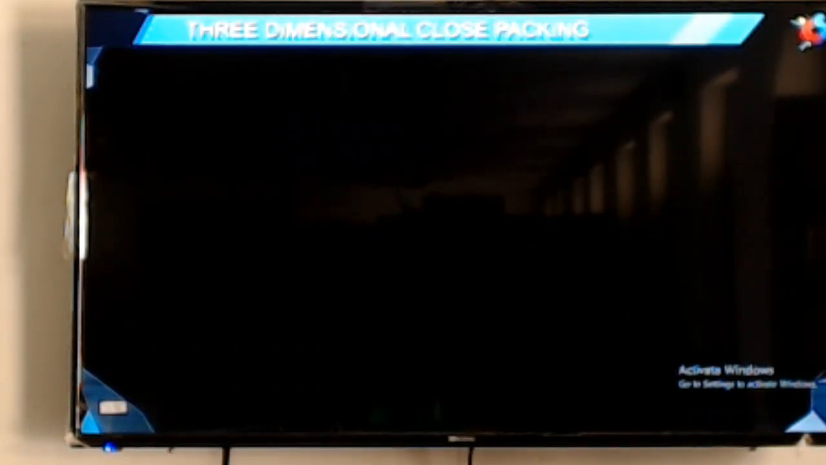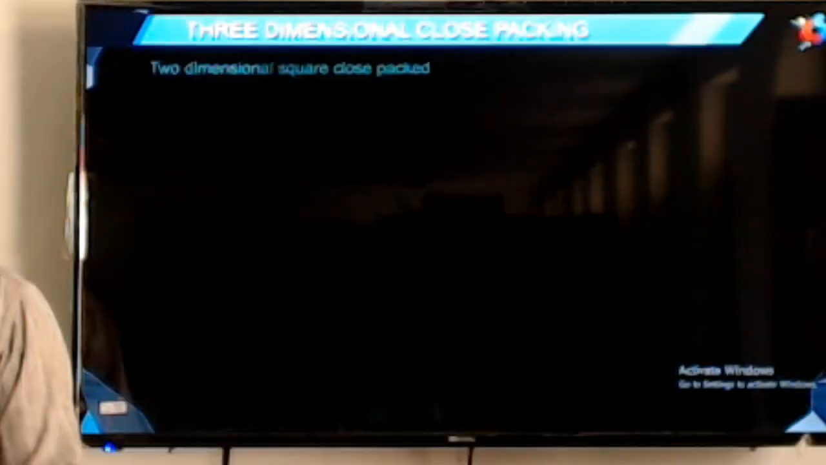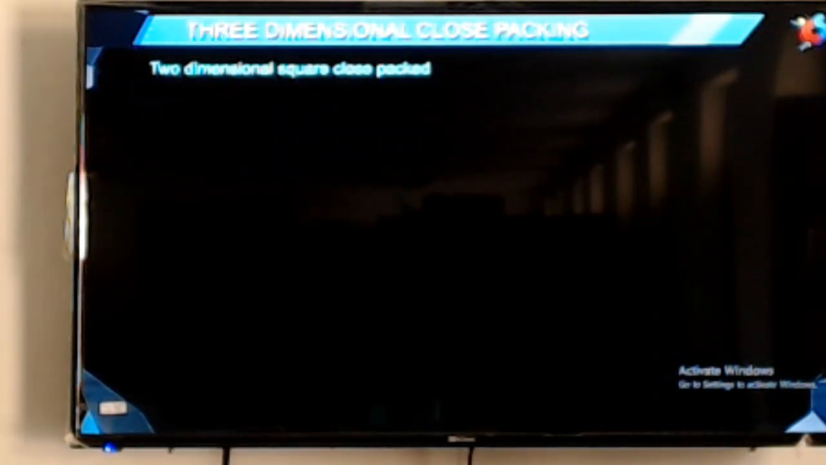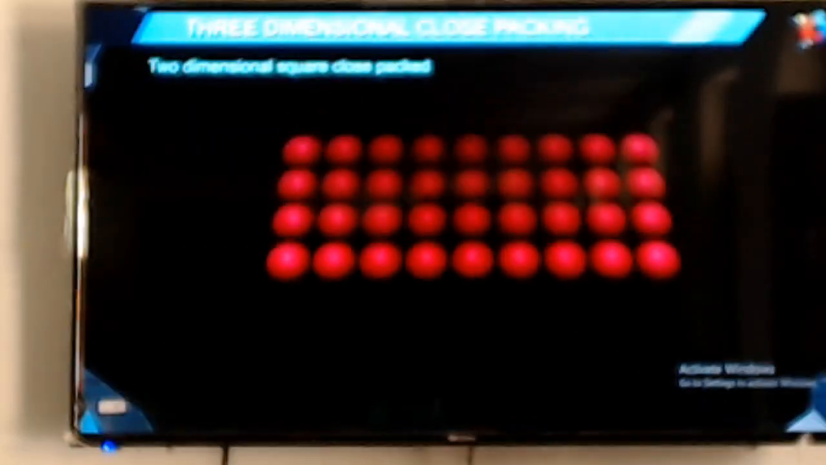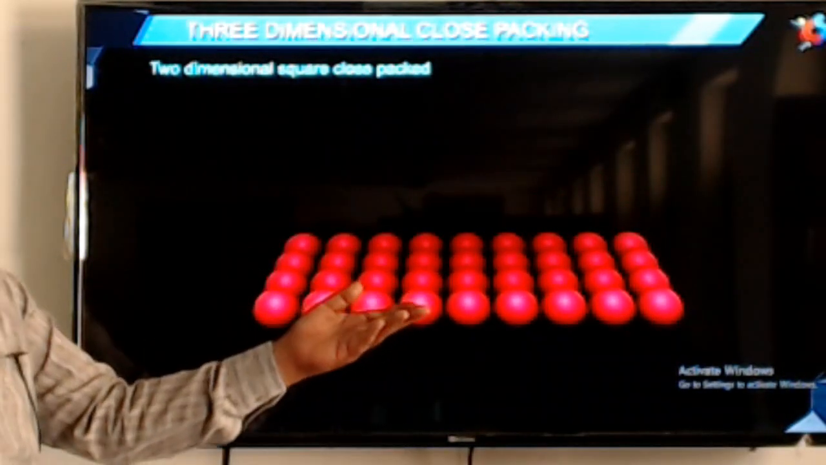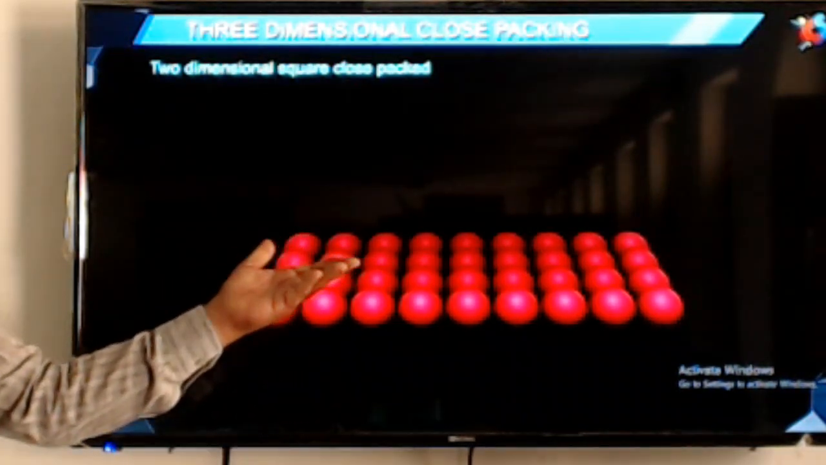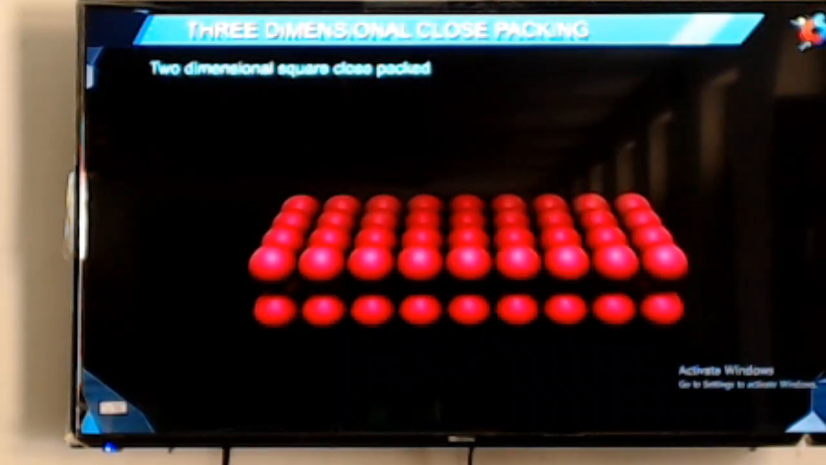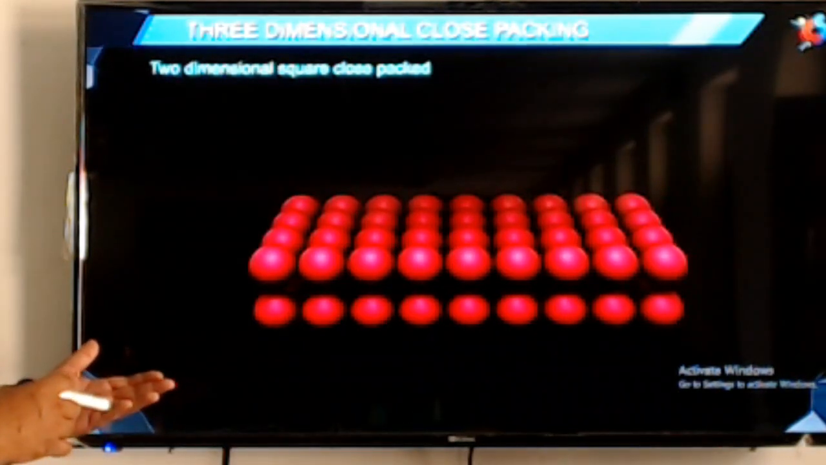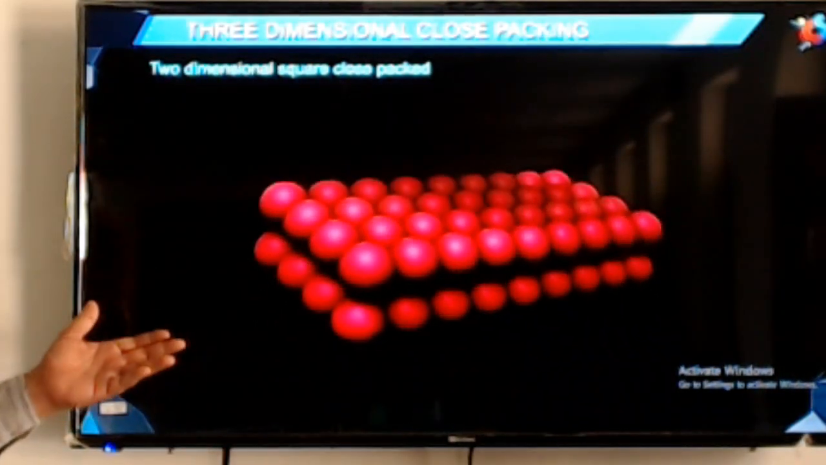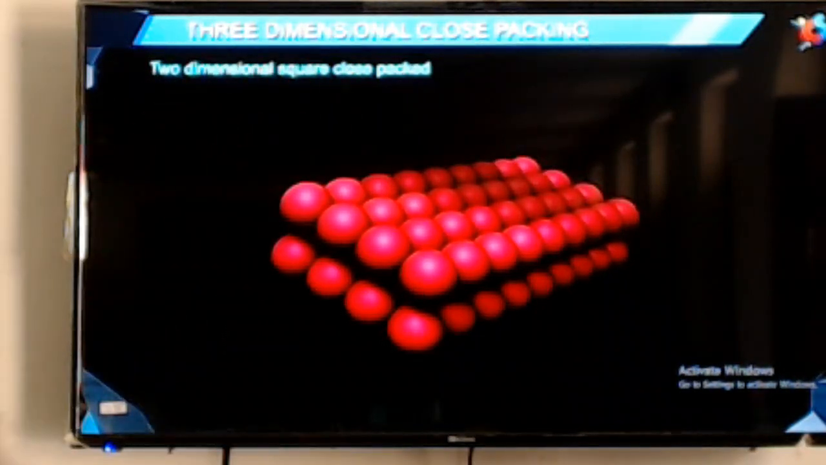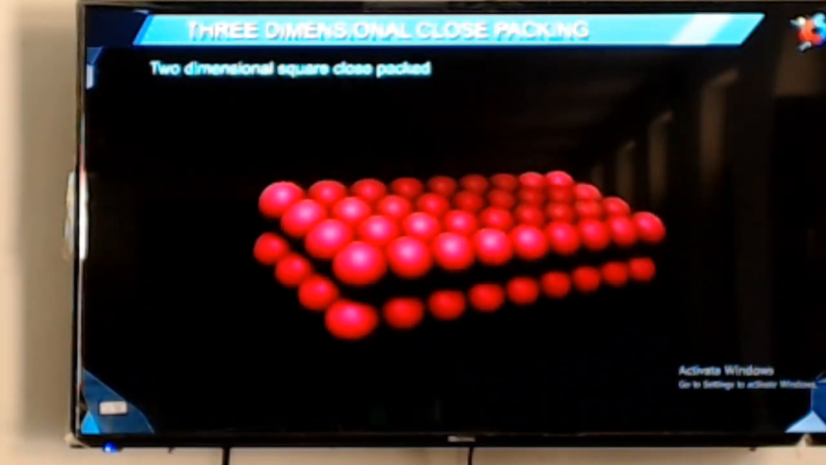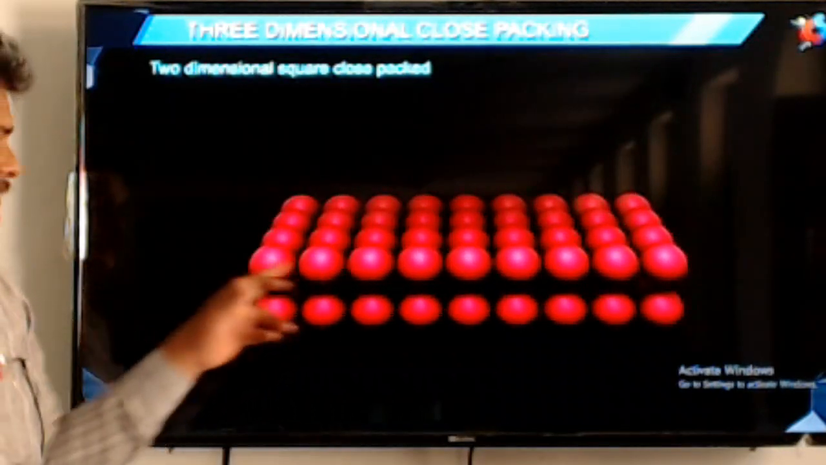Okay, now we will discuss three-dimensional close packing. This is one two-dimensional close packed layer. There will be only two axes, x-axis and y-axis. If this layer is covered by another layer, then we will also get spheres along the z-axis. So this is called three-dimensional packing. Here this is one layer, this is another layer.